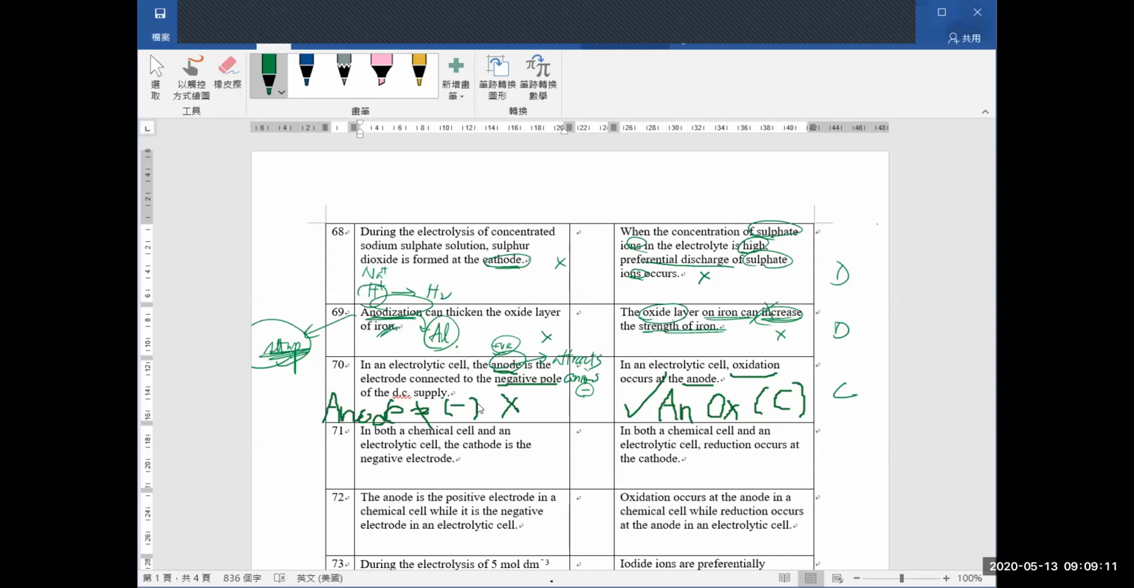Do you still remember the saying which helps you memorize? However, if you talk about the chemical cell, it's quite the opposite. Anode is the negative electrode. Chemical cell, anode is negative. But if you talk about the electrolytic cell, anode is positive. This is what I would like to remind all of you. But Redcat and An Ox, that saying is still correct.